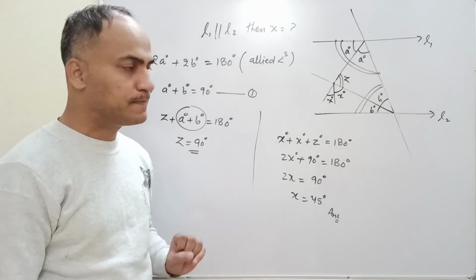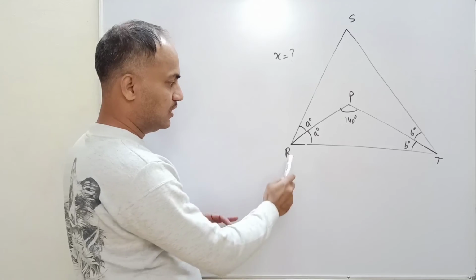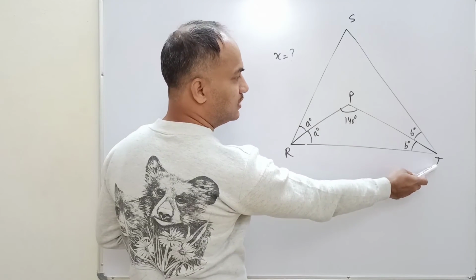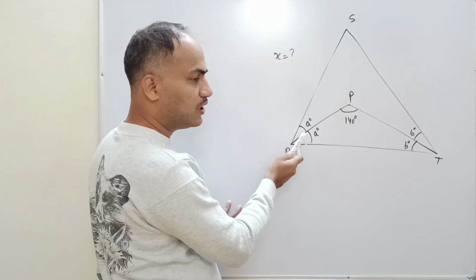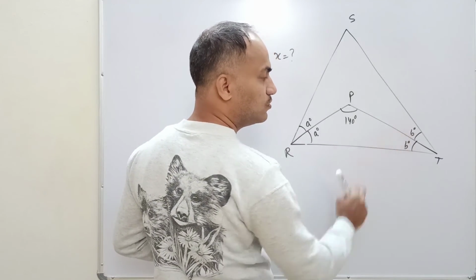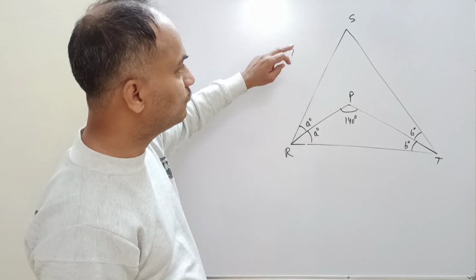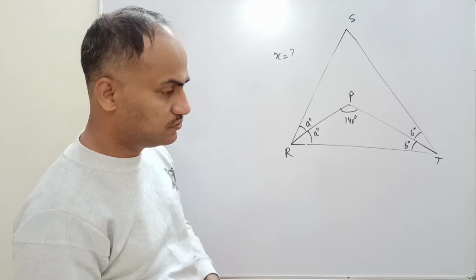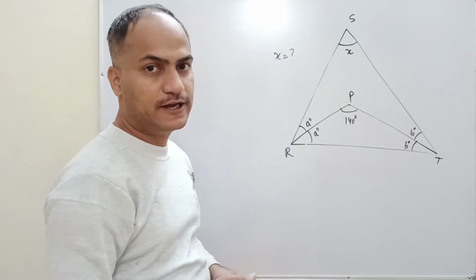x. Okay. In this question, a triangle is given to us. RP and TP, they are angle bisectors. That's why the values are the same. This is A, both are the same angle. Here also both are the same angle, B. This is 140 given and we have to find the value of X. Okay, what is X? This value is X, which we have to find.